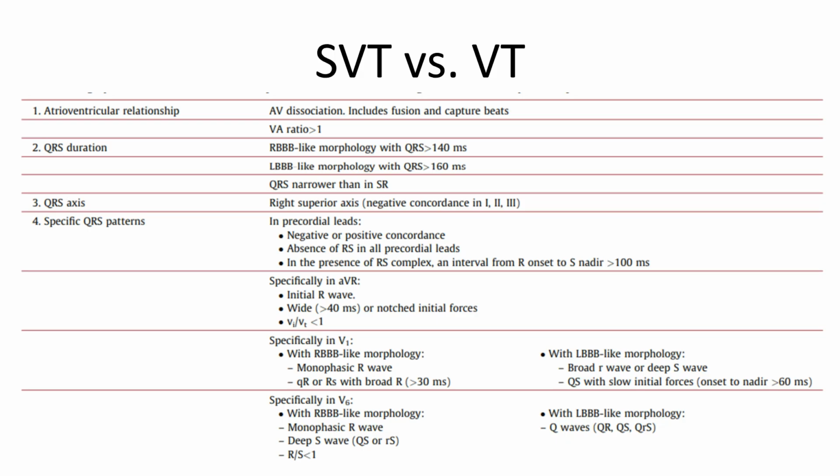Differentiating between SVT and VT relies on features such as atrioventricular relationship, QRS duration, QRS axis, and specific QRS patterns in precordial leads.